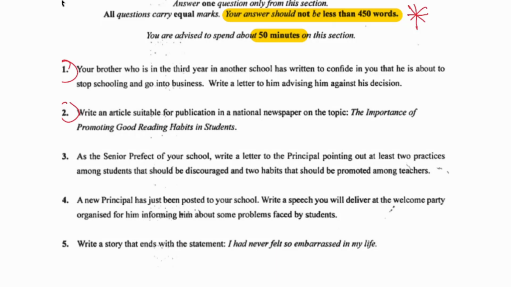In question 3, as the senior prefect of your school, you have to write a letter to the principal pointing out at least 2 practices among students that should be discouraged and 2 habits that should be promoted among teachers. Now, I want you to know this. They said you have to point out at least 2 practices among students that should be discouraged, okay, and 2 habits among teachers that should be promoted. So you have at least 4 points in this particular case.